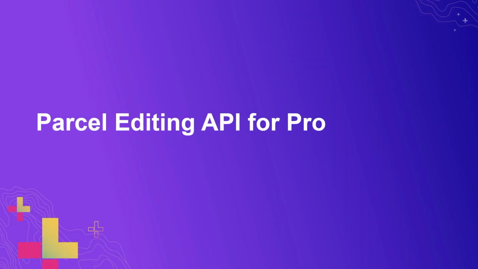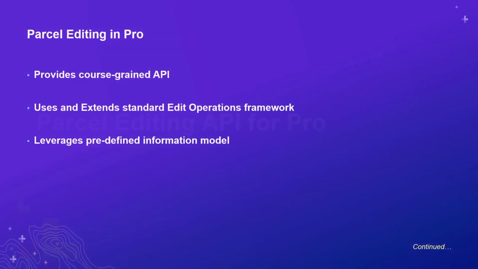So if we take a look now at the Parcel Editing API for Pro, it provides a coarse-grained API. So for each of those different 5 steps, there is a coarse-grained single function that allows us to achieve those tasks. It uses and extends the standard edit operations framework, and we'll see a little bit more of that as we go. And then it leverages predefined information models so that we know that every feature class inside the fabric, we know what fields it has.